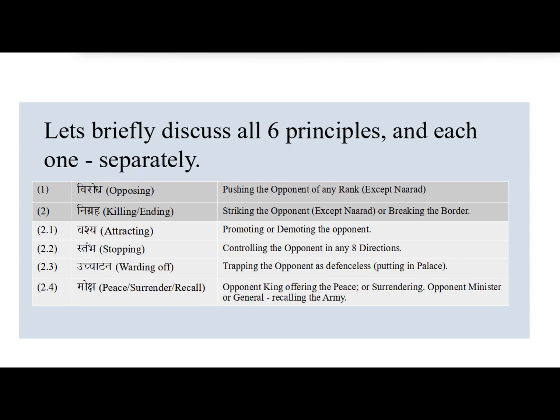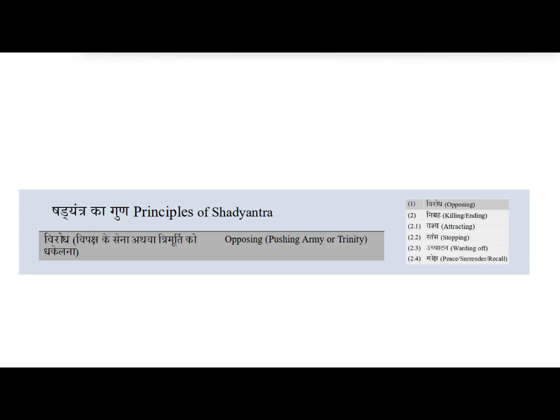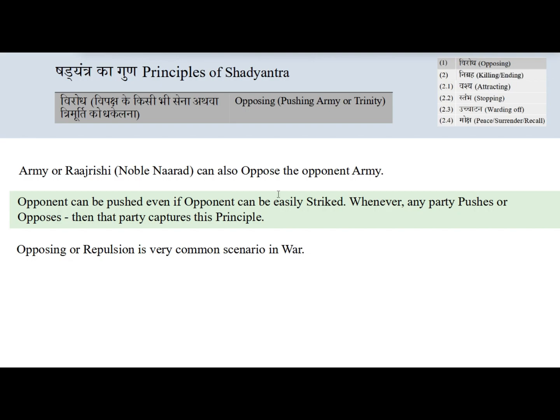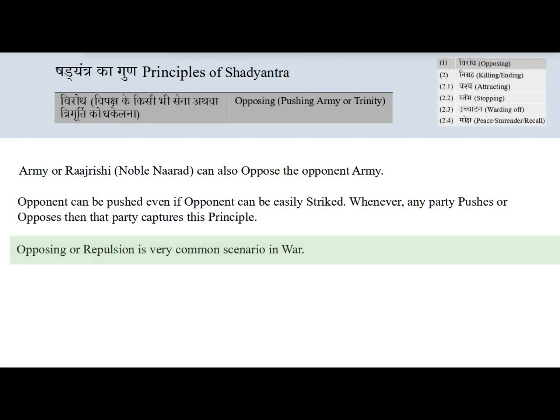Now let's briefly discuss all 6 principles, each one separately. The first principle is Virod or opposing, where the opponent's army or trinity has to be opposed. Army or Raj-Rishi, the noble Narad or noble godman, can also oppose the opponent army. The opponent can be pushed even if the opponent can be easily struck. This means even if you are able to strike the opponent, you can still oppose or push the opponent. Opposing or repulsion is a very common scenario in war.